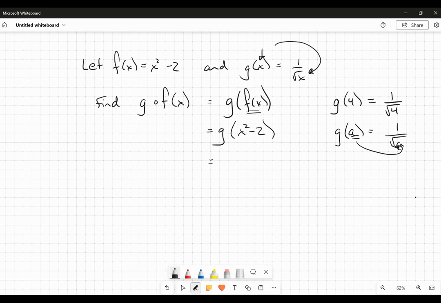So what's going to happen here is if I have g of x squared minus 2, g is going to put a square root over x squared minus 2, and then it's going to put that into the denominator. That is the expression that I'm looking for here.